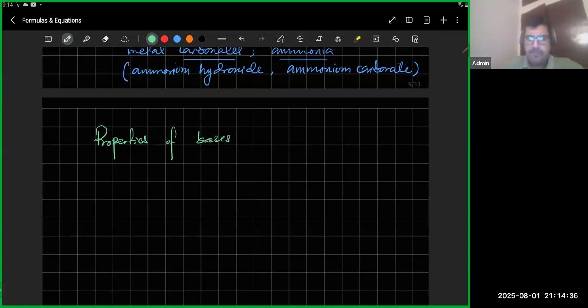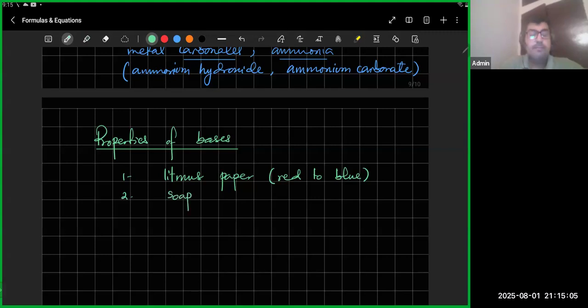So number one, it turns litmus paper from red to blue. Okay? That's number one. And they do actually, most of your soaps are actually bases. So soaps, etc., they are slippery to touch.